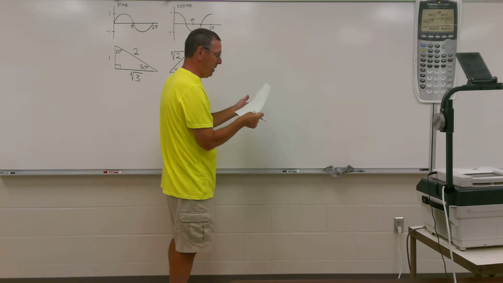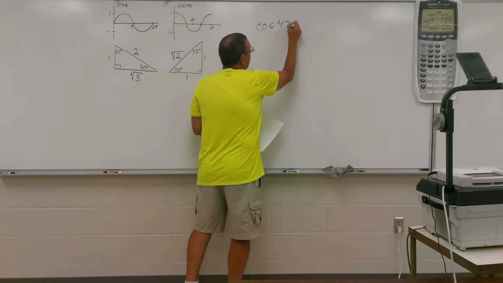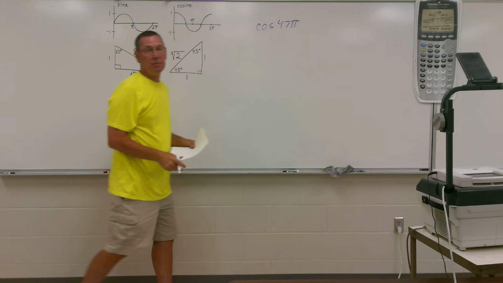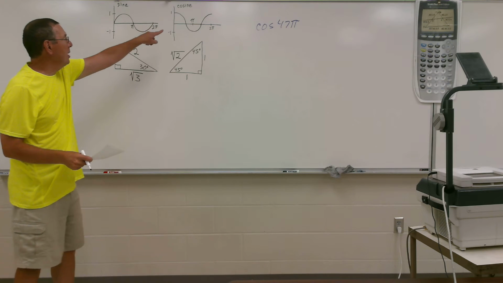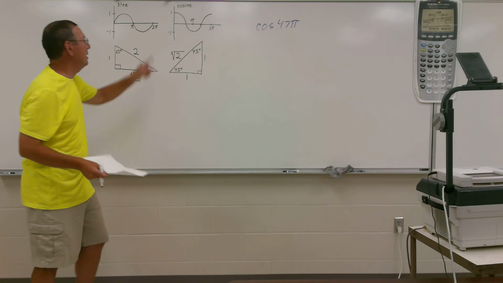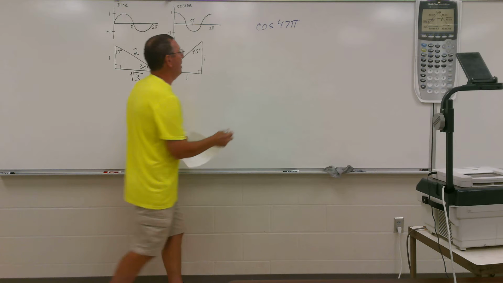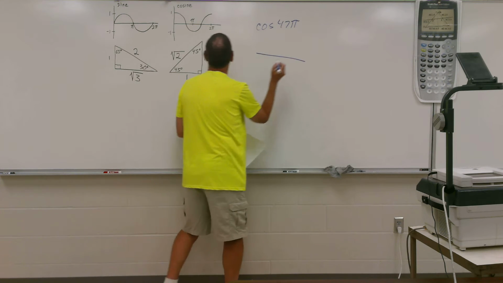Cosine of 47 pi. Here's my cosine curve. Does that go up to 47 pi? Of course not. But doesn't it start over every 2 pi? So if that's 47 pi, I'm going to draw my cosine curve.